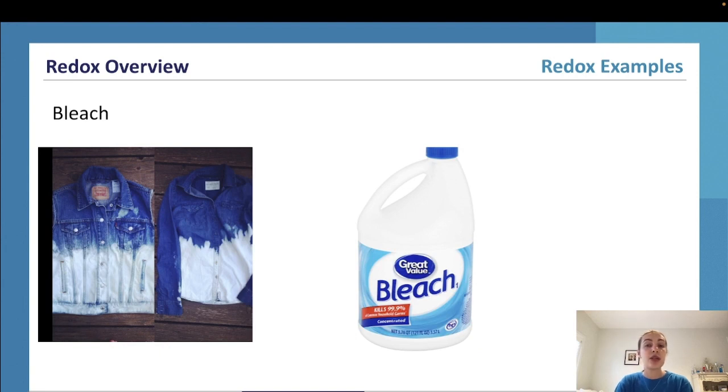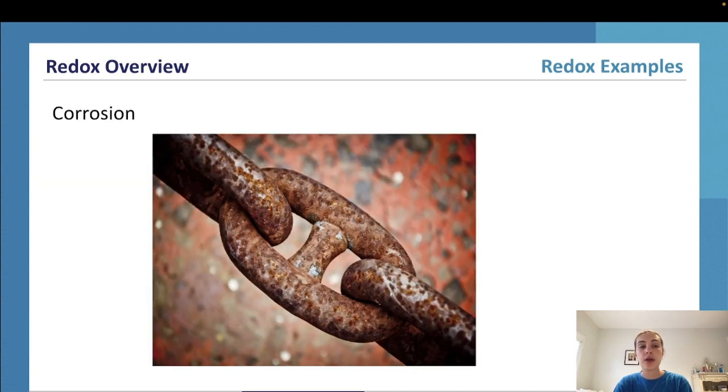The use of bleach is a redox reaction, which results in that color change. Corrosion, and so the ions which are losing electrons is actually what results in that breakdown of the metal, because so many electrons are lost that the metal actually just loses its integrity.